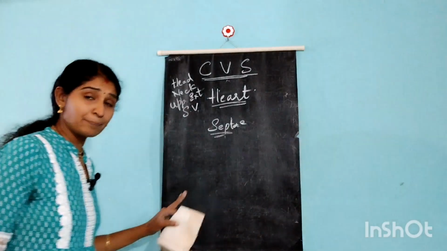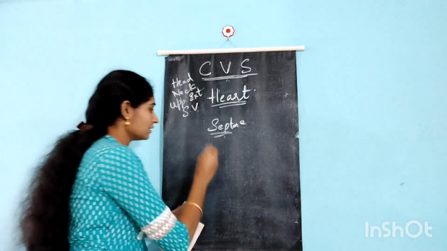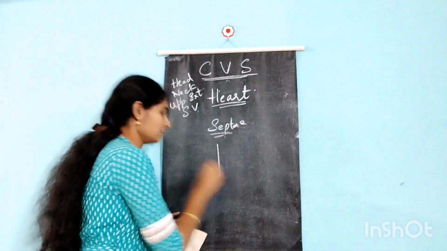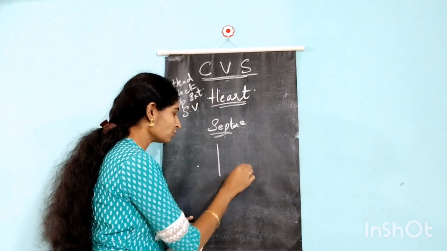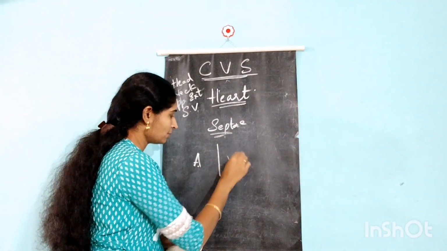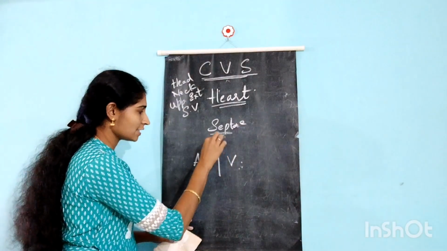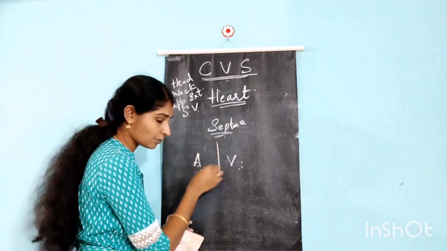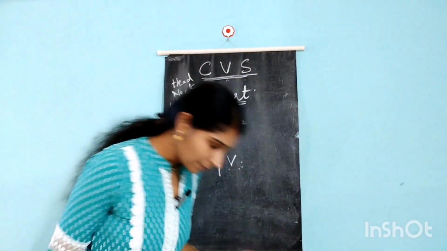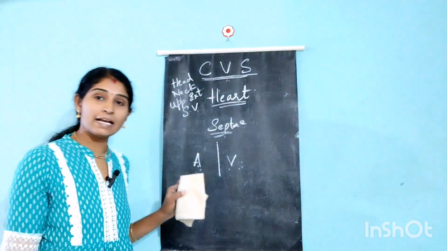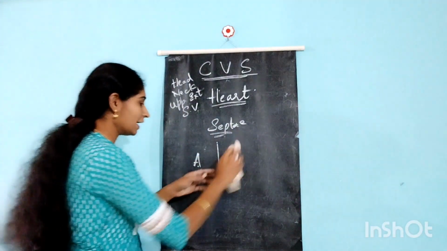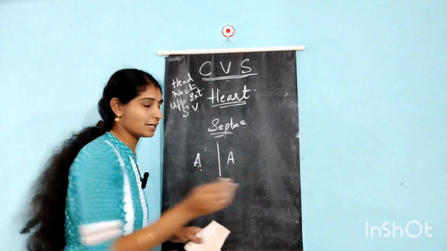Then moving on to the septae. Septae means what? It is a partition. It is a partition between 2 chambers. That is, it is a partition between atrium and the ventricles. That is interatrial septum. Sorry, I am going to correct it.